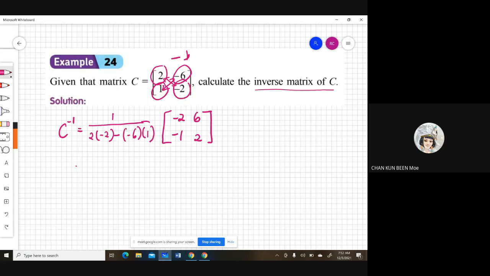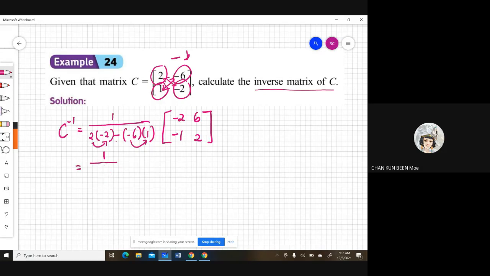Okay, then we continue to do the calculation. So this is 1 over 2 times -2 is -2. -6 times 1 is -6. So -2 minus -6 becomes -2 plus 6. -2 plus 6 is +4. Okay? -4, madam. -4. Yeah, correct. -4. I made a mistake. Thank you.